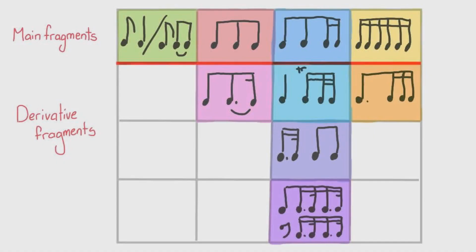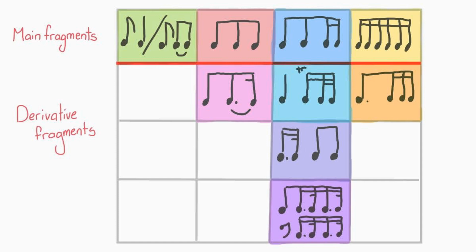And now for the next bit I want to talk about, and that is of course the derivative fragments. We actually got our first derivative fragment in the part we just listened to, and that's the pink derivative fragment. It comes from the red fragment, and what we do to change the red fragment into the pink fragment is that we make the second 8th note slightly longer and the third 8th note slightly shorter. And it sounds kind of like this. Da da da.